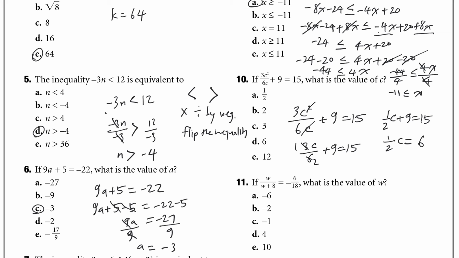I skipped a step, but I subtracted 9 from both sides, like so. And then the 9's canceled, and 15 minus 9 resulted in 6. And then to get rid of the half, or 2 in the denominator, I'm going to multiply both sides by 2. So the 2's going to cancel, so I have c on the left-hand side. 6 times 2, that's 12.